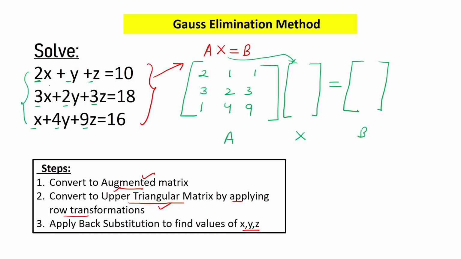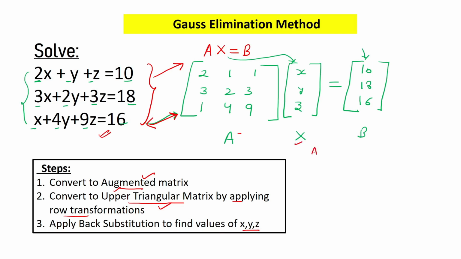In these equations, what are the unknowns, or the variable names? We have x, y, and z, so we write x, y, and z. And inside this B vector, we write the constants, that is 10, 18, and 16. So we have converted this group of equations into the Ax equal to B format. These two formats are equivalent to each other, that is, if we multiply A with X, we will get this form only.